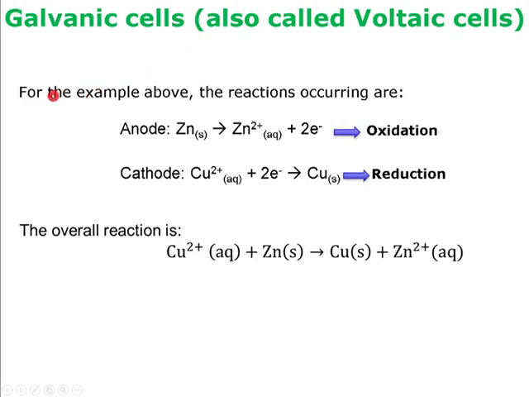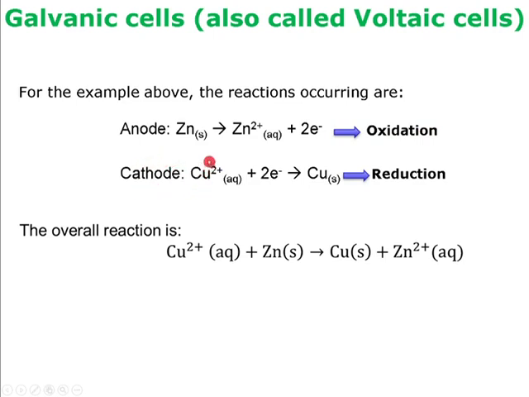Okay, so from the galvanic cells, there are two half reactions that we get. At an anode, we get an oxidation reaction. You understand oxidation reaction is a loss of electrons. So meaning you have zinc, which is a solid, it loses electrons, so it undergoes oxidation reaction.